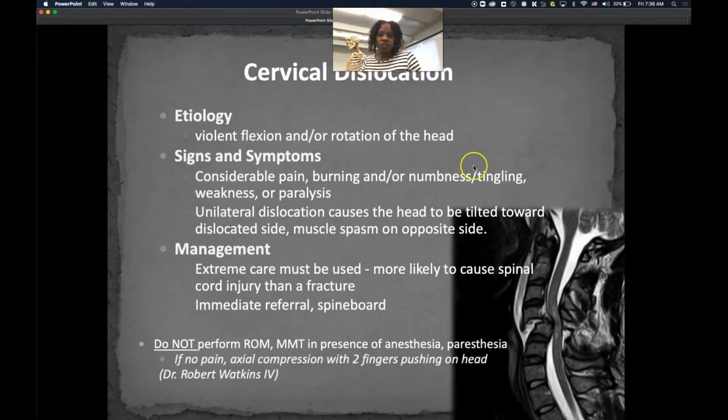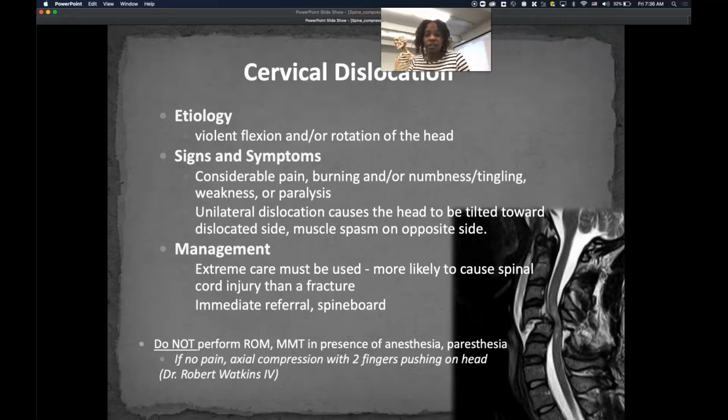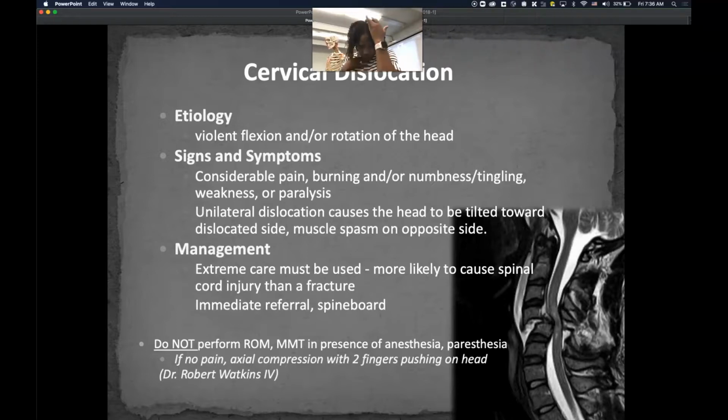Cervical dislocations are somewhat rare. I don't think I've seen one in 15 years of clinical practice, but that doesn't mean they don't happen. Cervical dislocation occurs as a result of flexion and rotation moment. So if you are on the football field or any other contact sport field, mainly football, and you see a violent flexion, rotation of the head, and they have pain and numbness and tingling immediately, then you're suspecting that maybe there was a cervical spine dislocation.